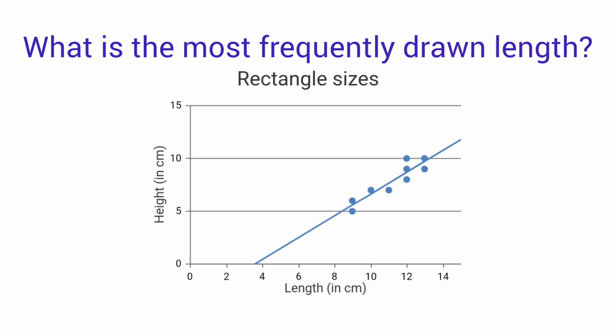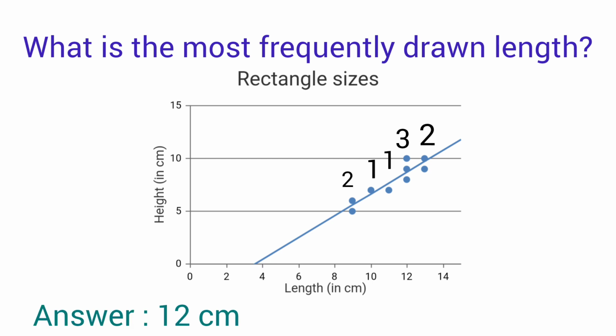What is the most frequently drawn length? To answer this question, we look at each length value on the length axis, and we count the number of points corresponding to it. The maximum count is 3, corresponding to a length of 12 centimeters. So, the most frequently drawn length is 12 centimeters.